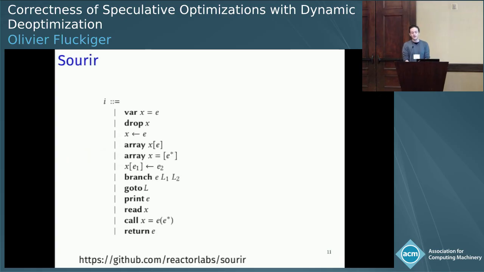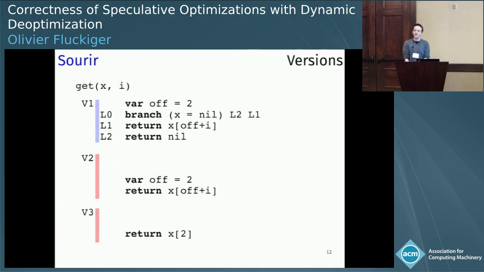So the language has many standard features. There are local variables, there are arrays, branches, conditional and unconditional branches, I/O operations, read, print, functions, and so on and so forth. So nothing interesting on this slide. But then we added the two features that we needed to describe speculative optimizations. So the first thing is functions have multiple versions.